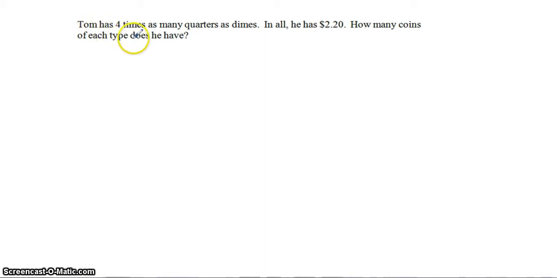Tom has 4 times as many quarters as dimes. In all, he has $2.20. How many coins of each type does he have? So your first step is going to be drawing a chart or some other form of an organization technique to declare what your variable stands for.